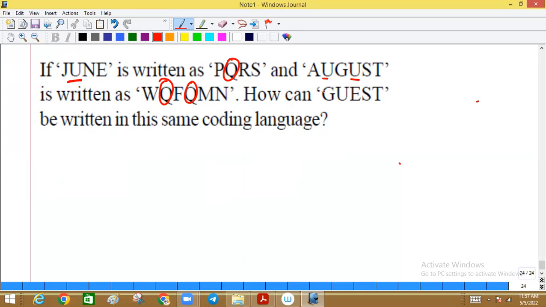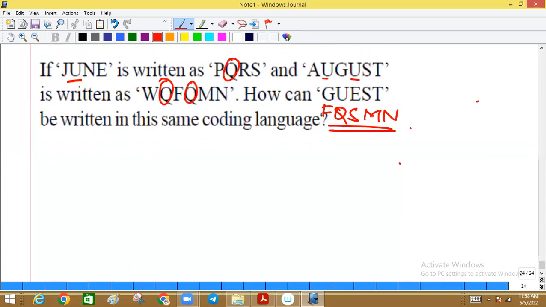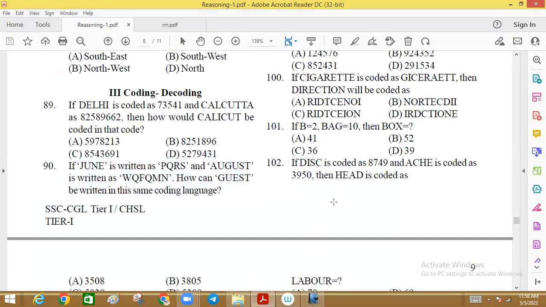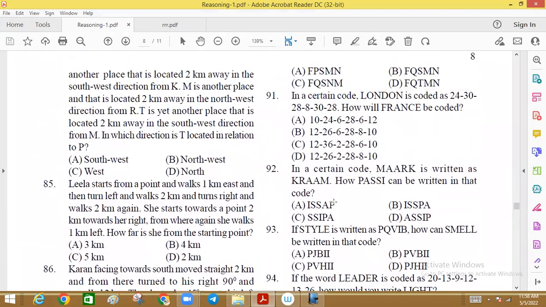Now tell me, what is G coding for? F. U. E. Yes. T. Okay. This is the answer. This is also a direct coding question. So both with respect to numbers. In the first case, we saw numbers, but in this case, it is with respect to letters. Next time, we'll do some more direct coding questions wherever it is possible.